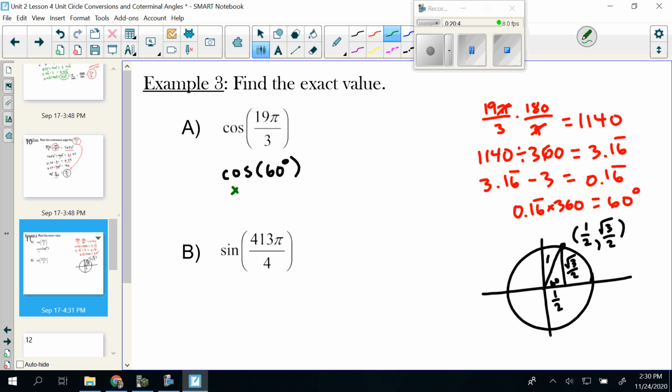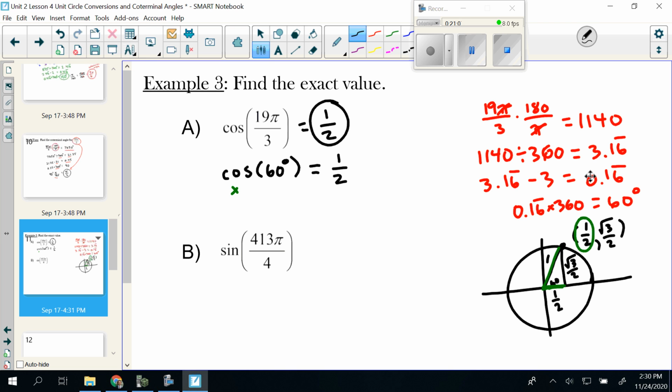Another way you can remember cosine is adjacent over hypotenuse, so that's that 1 over 1, we would get 1/2. So this value should end up being 1/2 would be the answer. Same with this one, should give us 1/2.